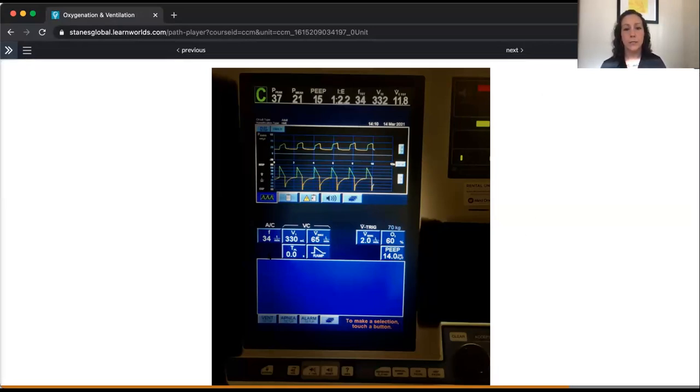Again, this is a ventilator from my intensive care unit. You can see the settings are down here. The measured parameters are up here, and then you can see some waveforms in the middle. So as a measurement, he's assist control. I have his rate set at 34, right? He's breathing 34, okay? He's not overbreathing the vent at all. I set his tidal volume at 330. This last breath was 332. I have his PEEP set at 14, but it's measured at 15, okay? And then you can see the peak inspiratory pressure here and the mean pressures here, okay?